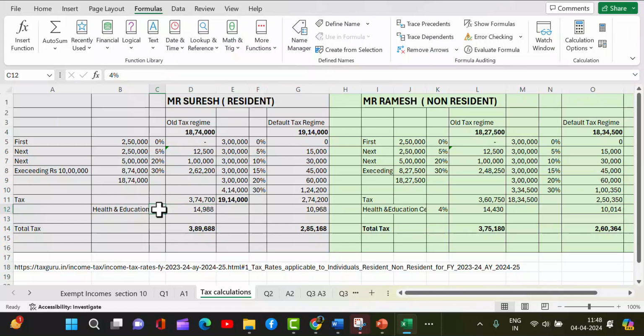And then on that, you have to add 4% cess. So when you calculate your tax, you have to add cess on it, which is 4% on your tax. So that means your total tax will be 3,89,000. Is it okay? That is in the old regime.